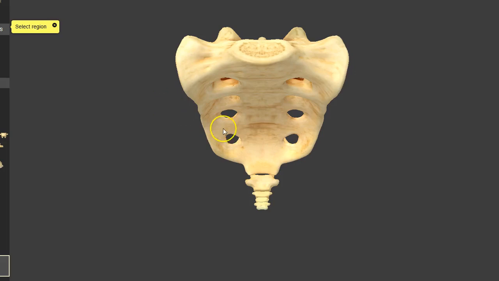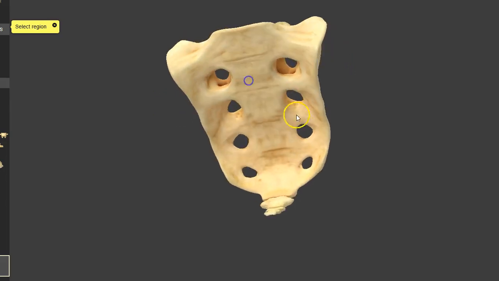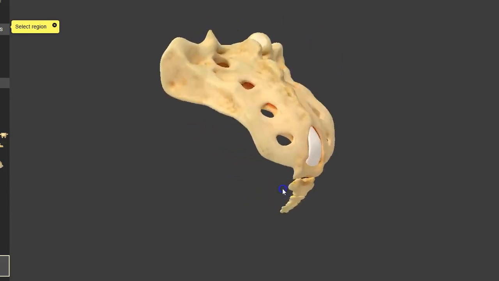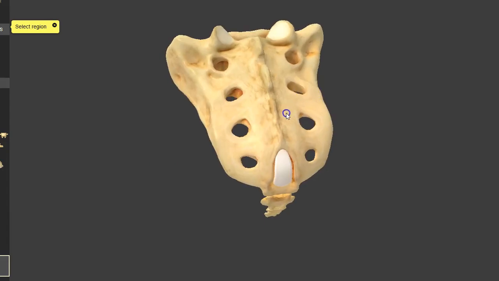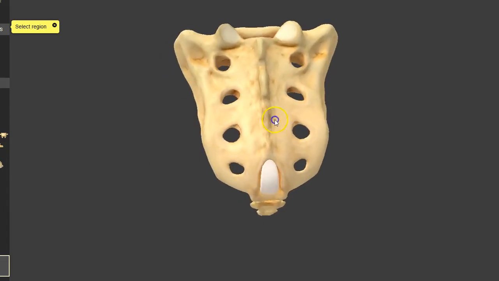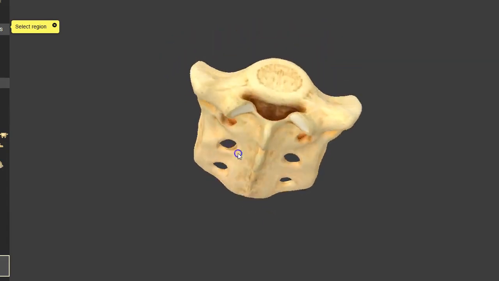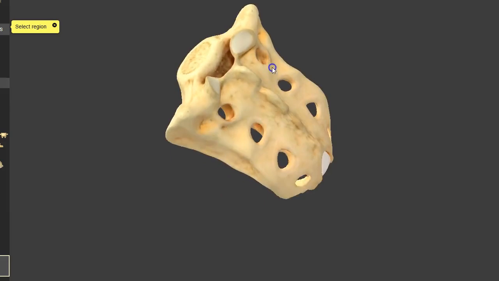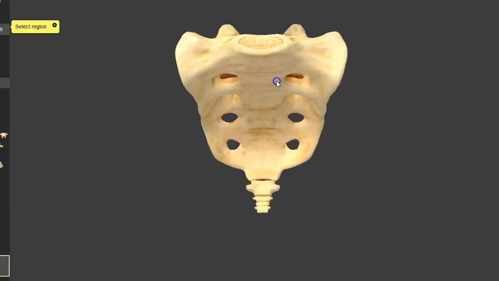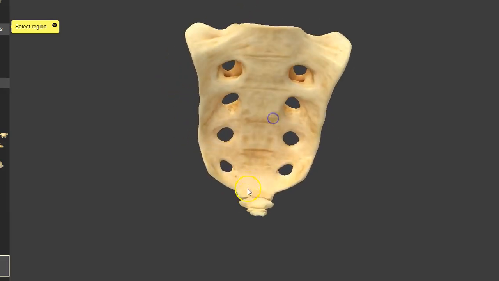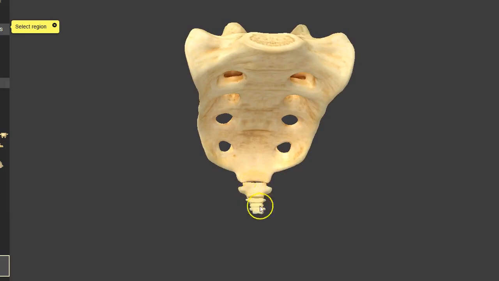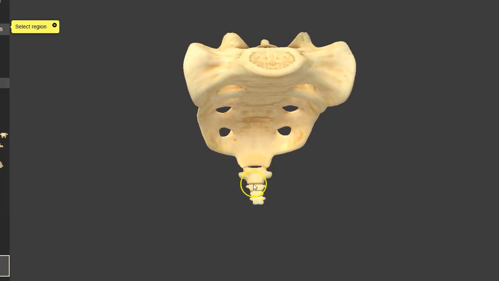Let's go ahead and look at our sacrum here. Move this around. And as you can see, it's going to be fused bone. Definitely shaped interesting, right? And then we also have our coccyx here. Again, fused bones, usually four.